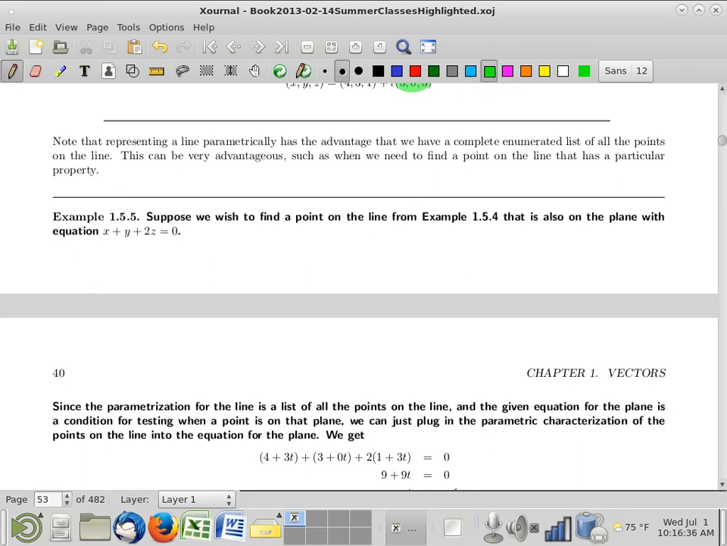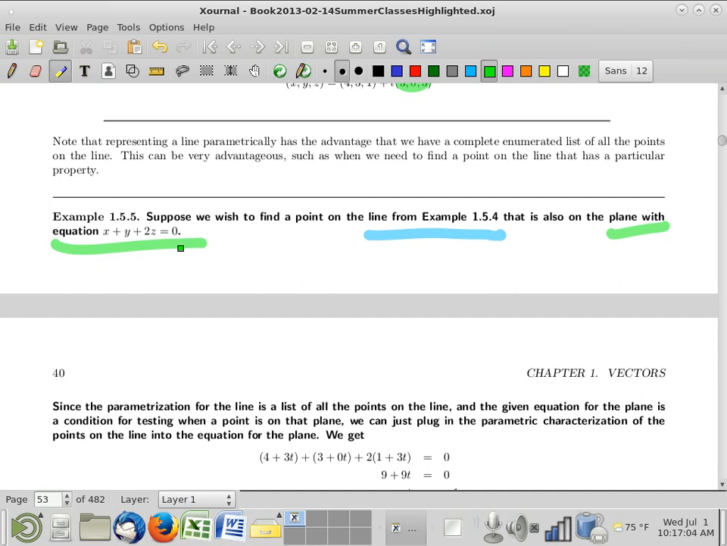Got a line and a plane. Got a line from the previous example, and I want to know what point on that line is also on the plane with that equation. So said differently, I want to find where this line intersects this plane. I've got two geometric objects, a plane and a line, and that line punches through that plane at a particular point.